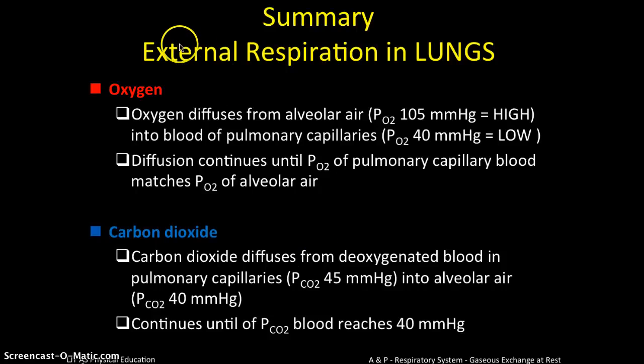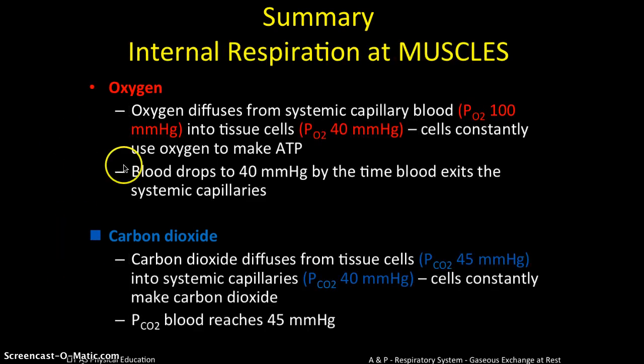So in summary, external respiration. You might need to talk about oxygen and CO2 in external respiration, because this covers the gas exchanges at the lungs, and it could be oxygen, could be carbon dioxide, could be both that the question asks you for. Similarly, a summary of internal respiration at the muscles. Again, it could be asking you for one specifically or to describe both. If it just asks you about internal respiration at the muscles, you might describe both gases.